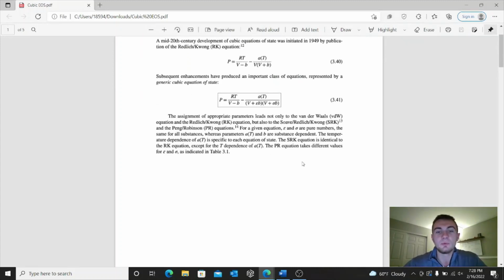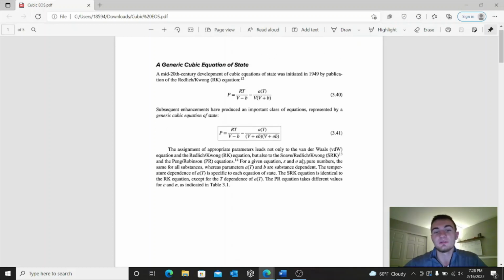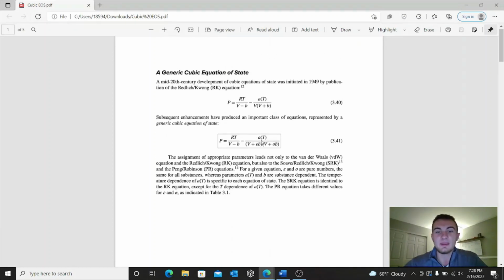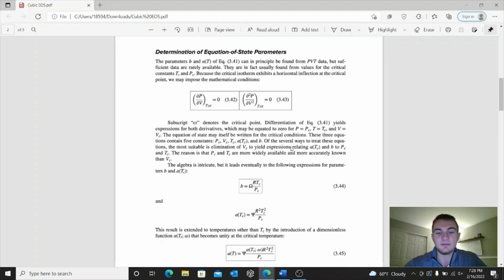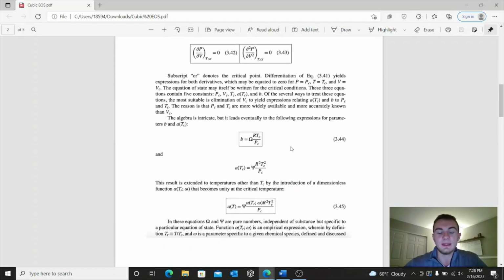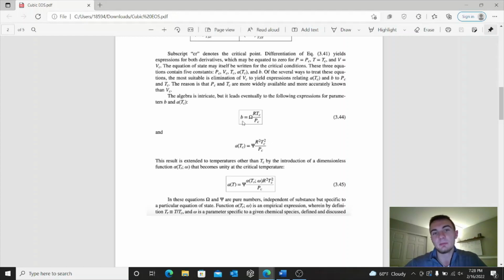Now, what also is different about this cubic equation of state is that the A and B parameters now have new expressions. So if we scroll down, these have been updated and improved too, and they go as follows. The B parameter equals this expression, and the A parameter, again dependent on the temperature, is equal to this expression. Now you might notice that there are some new parameters in these expressions.